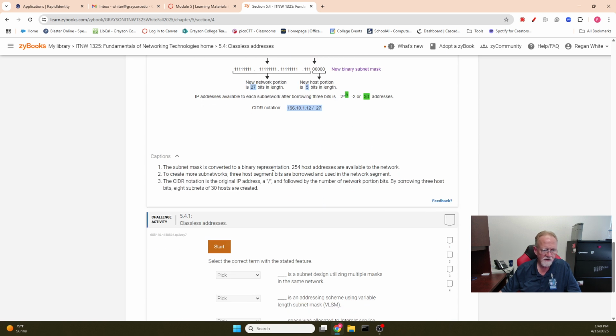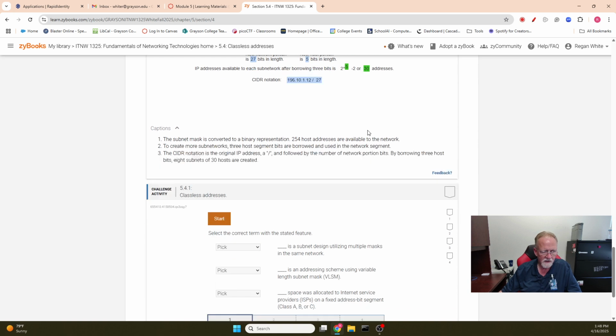Subnet mask is converted to binary. 254 host addresses are available. And to create more subnets, we have 3 host bits. We borrow those 3 and add them to the network portion. The CIDR notation, we went from 24, we borrowed those 3, that gives us 27. It also reduces the number of computers or devices we can put on the network.